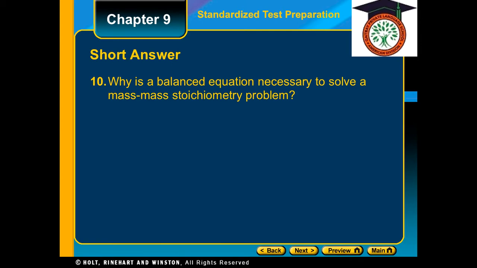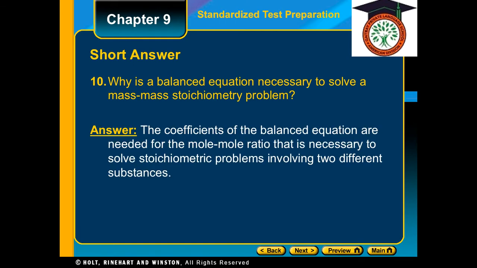Short answer. Why is the balanced equation necessary for solving a mass-mass stoichiometry problem? Because the coefficients of the balanced equation are needed for the mole-mole ratio that is necessary to solve stoichiometric problems involving two different substances. That's why we use the mass-mass stoichiometry problem to resolve the mole-mole ratio using the balanced equation.